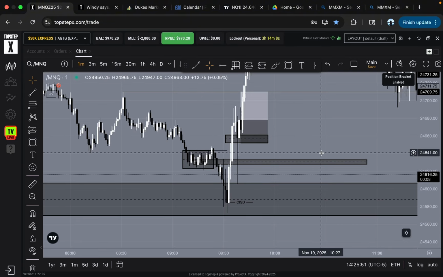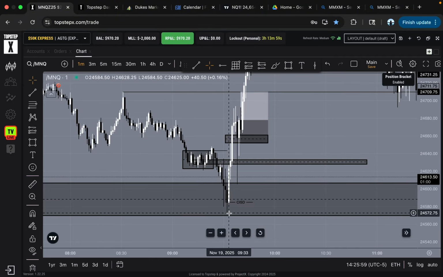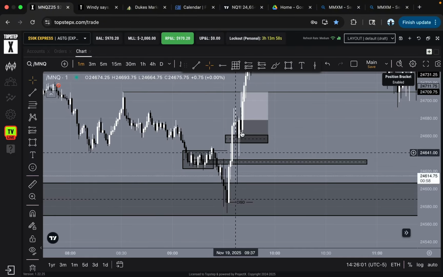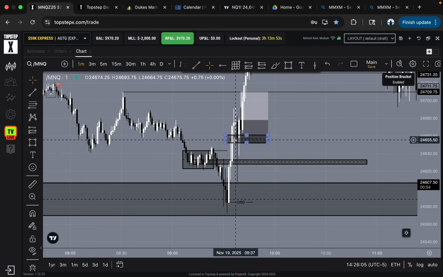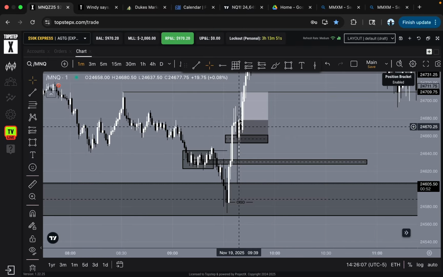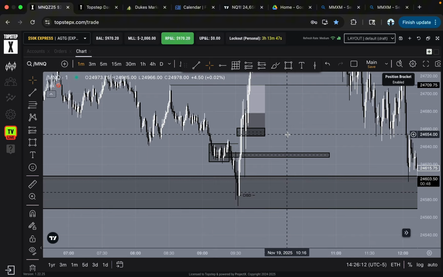So this is a 1 minute market maker buy model. Boom, boom. Take out this manipulation leg down, changing the state right here. Boom. What did I do? I caught that redistribution, first presented, targeted buy side.